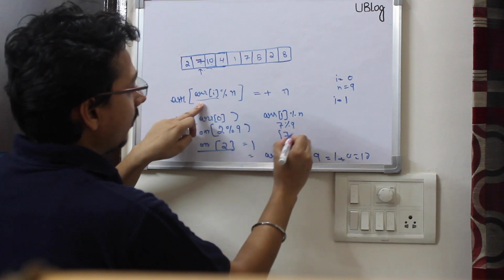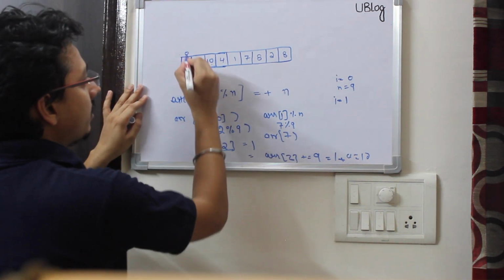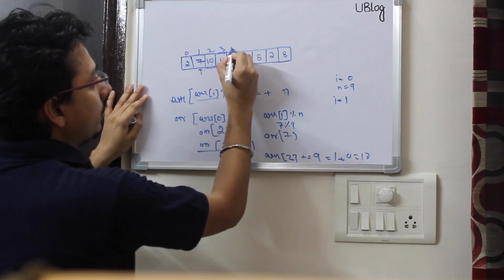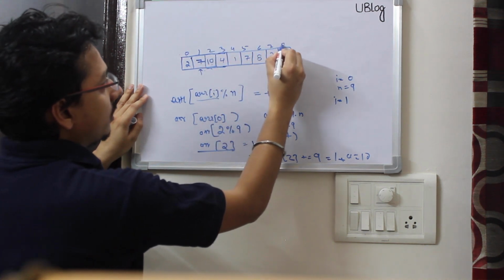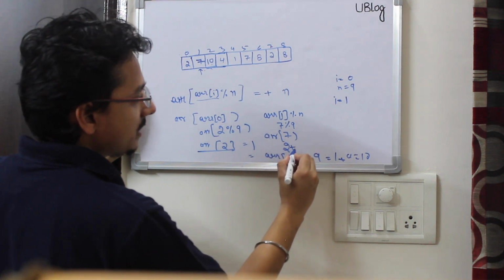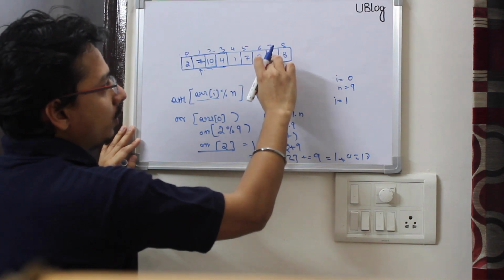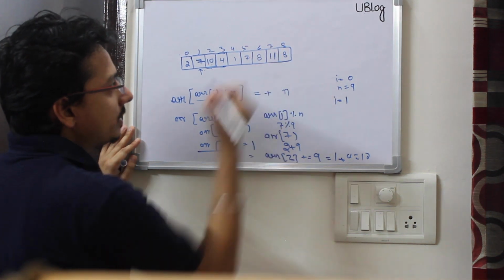Then I need to find the value at that 7 index. So basically what is my index? I can put the index value here. So what is my array of 7? Array of 7 is 2. So what I need to do is 2 plus 9. It will become 11. So I'll update the value here. I will update it to 11.